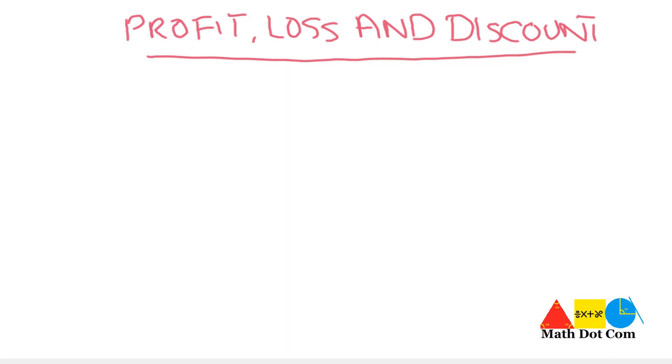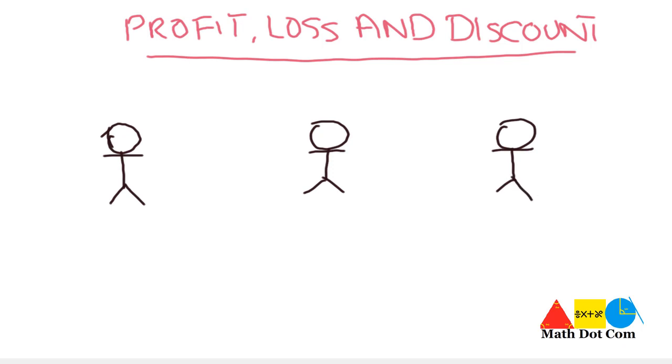Today we are going to discuss the concept of profit, loss and discount. First of all, let's have a look at the concept by taking an example. Let's say there are three persons that are involved in the sale and purchase of certain products. Okay, three persons. Let's see who those three persons are and what the whole process is.